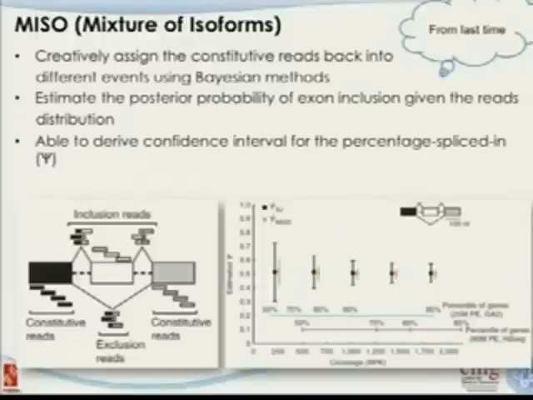And from this figure, you can see that both of these two approaches are pretty accurate, but by using the constitutive reads, which is the yellow part of it, you increase your statistical power, so that your estimation has a narrow confidence interval, which is more accurate. Okay? But the key point of MISO I want you to remember is that it is an alternative splicing event-based approach rather than an isoform-based approach.